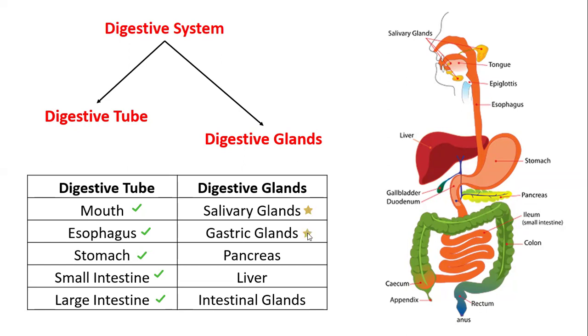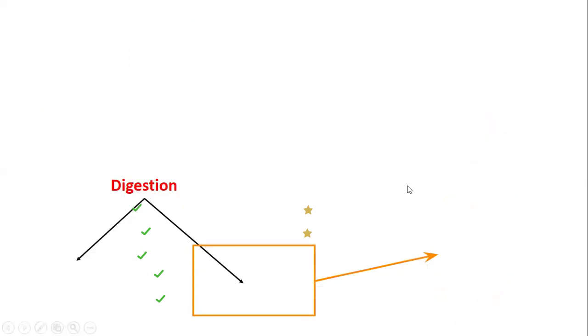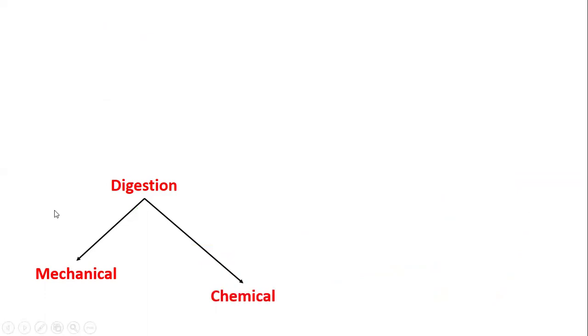Gastric glands, gastric meaning connected to our stomach. Okay, the stomach is connected to the gastric glands that make the gastric juice containing enzymes. And then we have the pancreas, the liver, and the intestinal glands. They are all connected to or linked to the small intestine. They secrete their juices there. Okay, the juices secreted by those glands are responsible for the chemical digestion in the body.